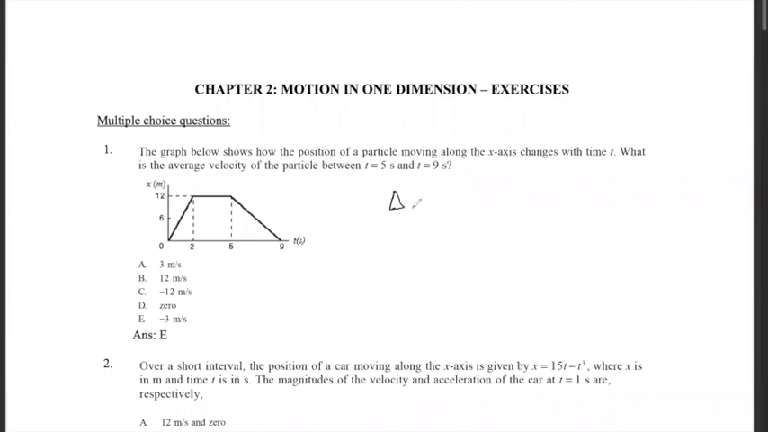Average velocity is change in distance over change in time. Okay, so what's the change in distance? It goes from 12 to 0. So final minus initial, 0 minus 12, and then change in time, 9 minus 5, 4. So it's minus 12 over 4, which is minus 3. So we've got this answer, simple. Okay, on to the next one.